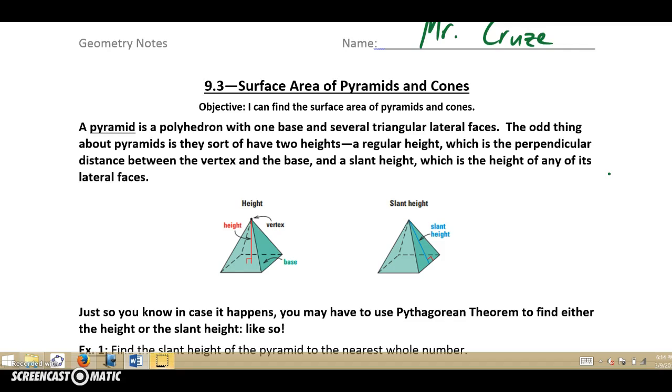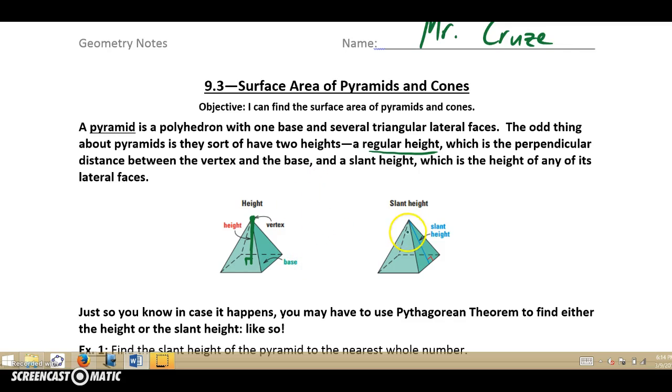We're going to be learning about the surface area of pyramids and cones, okay? Now, we have a little bit of a problem here. Pyramids and cones have an interesting little thing that prisms and cylinders do not have. They actually are going to have two heights. They're going to have a regular height, which is obviously just straight down from the top of the pyramid, or the cone, straight down to the middle of the base, okay? That's actually how tall the pyramid is, from top to bottom.